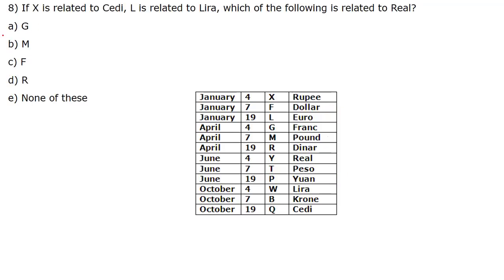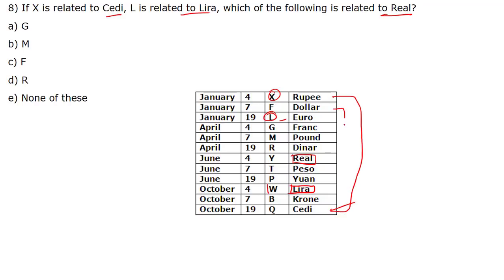The next one here is, if X is related to cedi. So X is here, cedi is here. Okay. L is related to lira. L is here. So lira is here. Which of the following is related to real? So real, real is here. So X is here, and X and cedi is here.